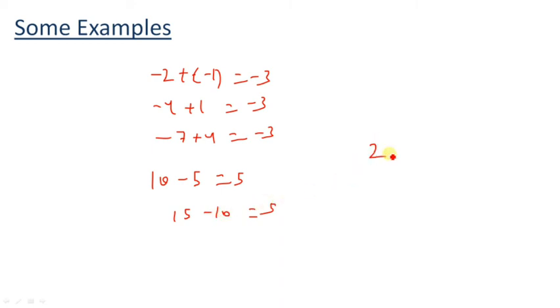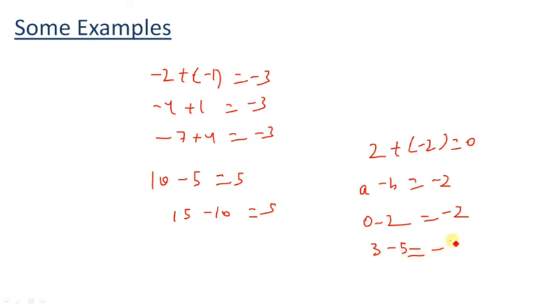If it is asked, write down a pair of integers whose difference is minus 2, it means when we subtract, the result will be minus 2. We can write a minus b is equal to minus 2. What will be those numbers? Suppose I write 0 minus 2, the result will be minus 2. Suppose I write 3 minus 5, the result will be minus 2. Similarly, we can do. So this is it for this topic.